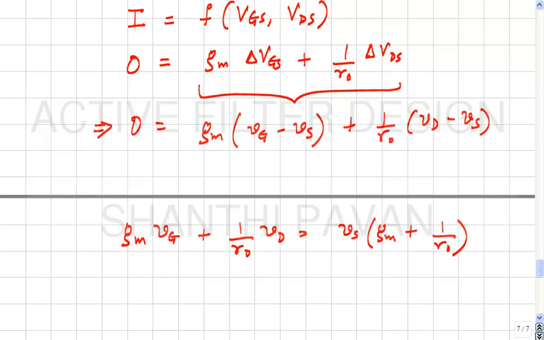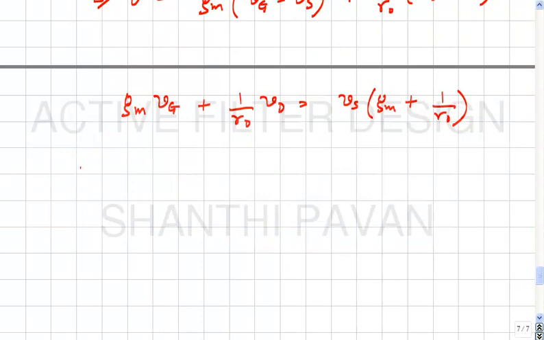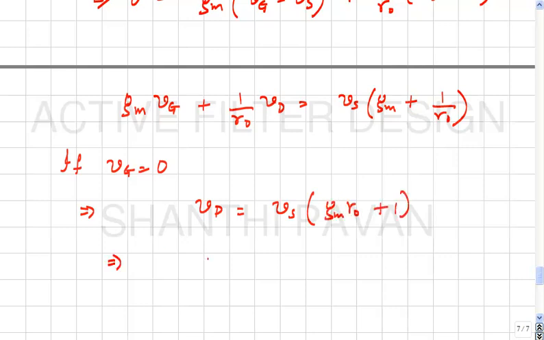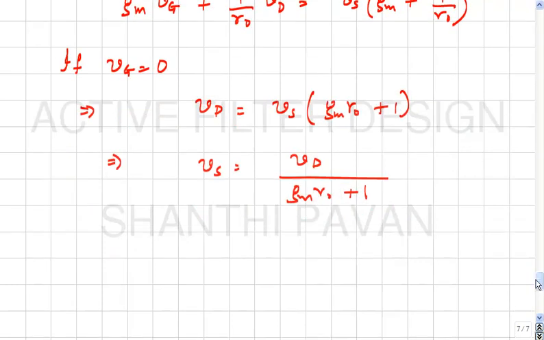All right. So, in our example, if Vg is 0, in other words, the gate is not yanked, it's only the drain which is yanked. If Vg is 0, and only Vd was yanked up, Vd is nothing but Vs times (Gm Ro plus 1). In other words, Vs is Vd divided by (Gm Ro plus 1). You understand?